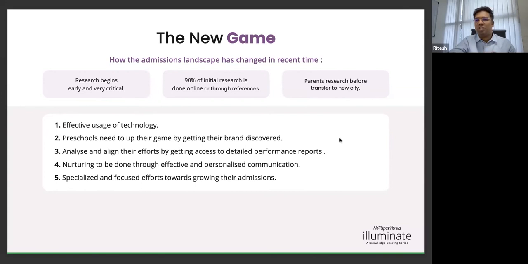So, Rohit, I have a question here. What do you suggest for the majority of small stakeholders in this game of preschools? More than 50% of them do not have a website. What do you recommend for all such players?